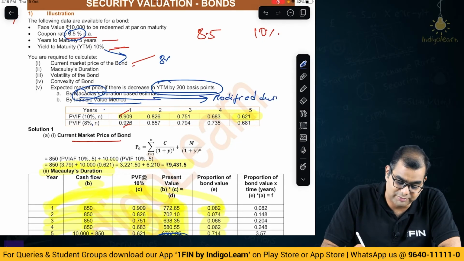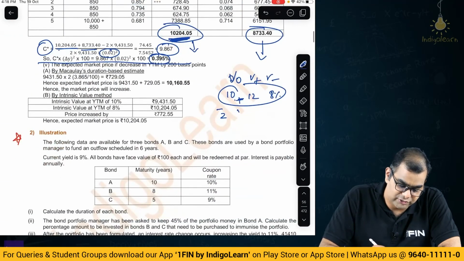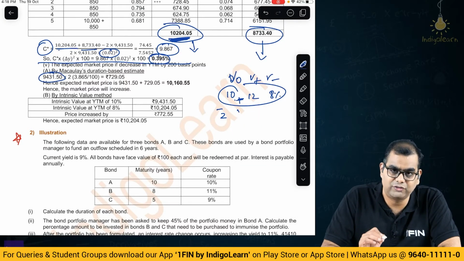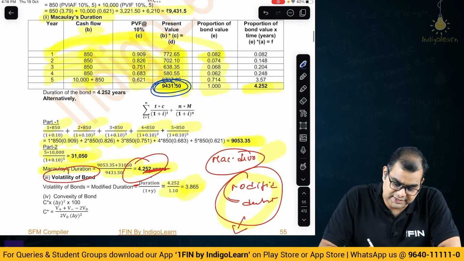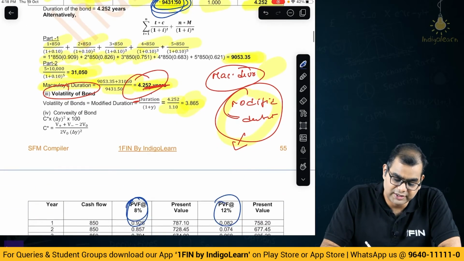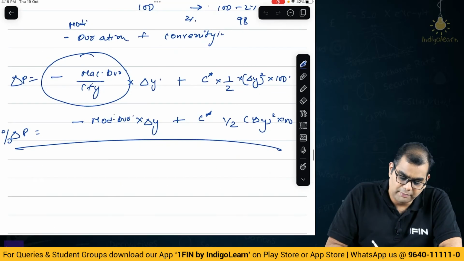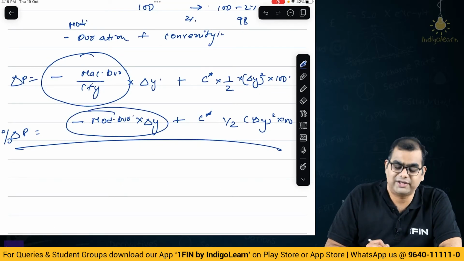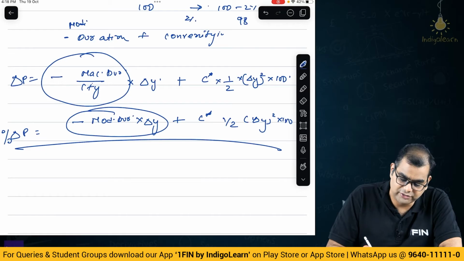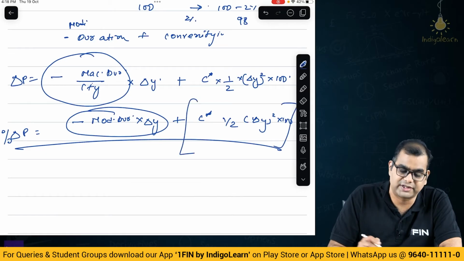Okay, there is a mistake in the question. So, by modified duration, you take 9431, which is the current price at 10%. Then, what did I tell you? I gave you a formula here: minus modified duration into delta y. So, minus modified duration, without accounting for convexity.